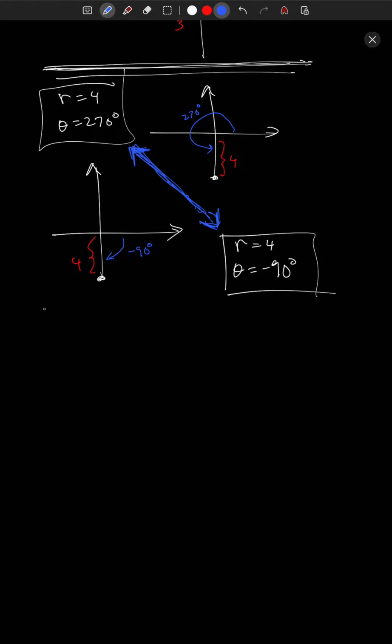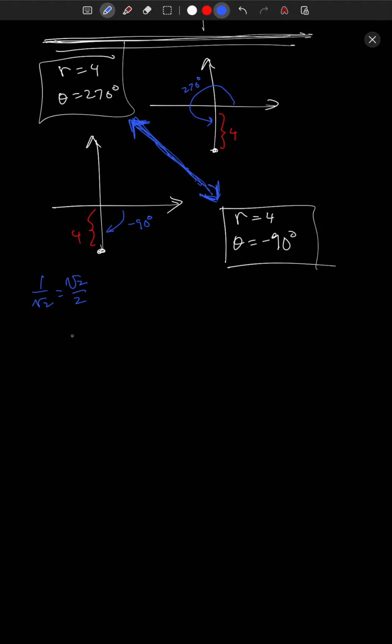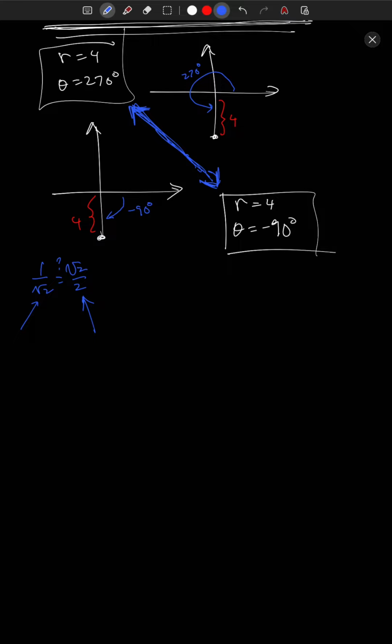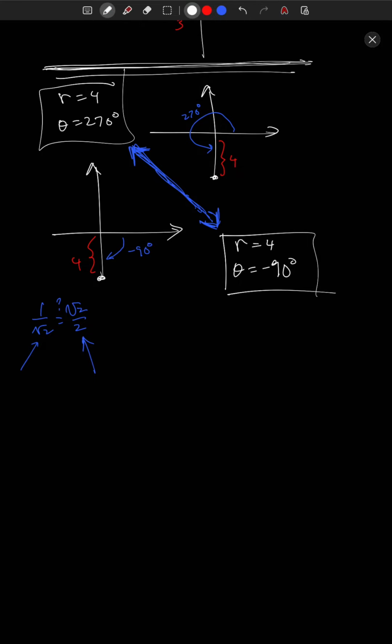For example, right, 1 over root 2 is the same as root 2 over 2, right? Two ways to write the same thing. If your answer is 1 over root 2, and the person you're doing the homework with has the answer root 2 over 2, are they the same, right? They don't necessarily look the same. So it can cause confusion, right? So that's a bit of a drawback when you're working with polar coordinates.